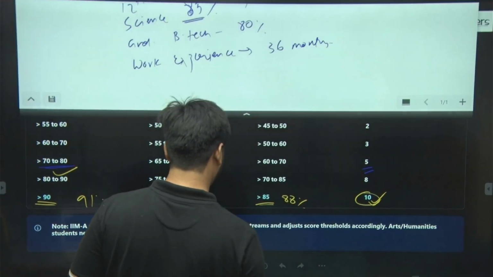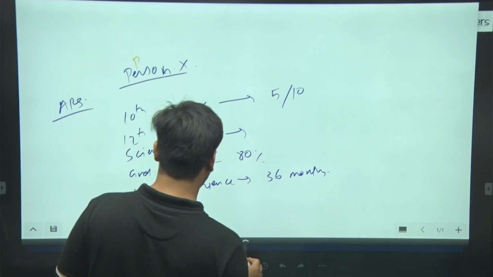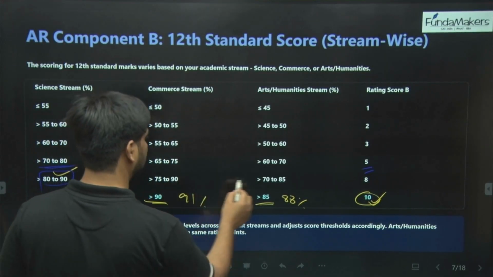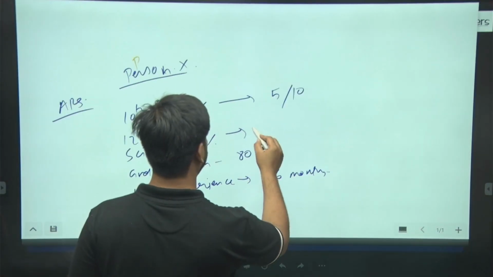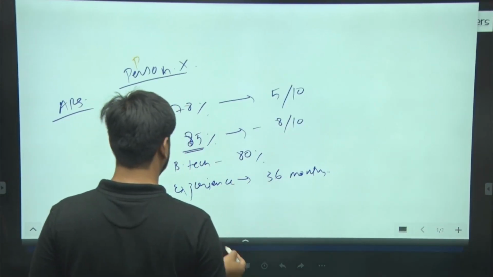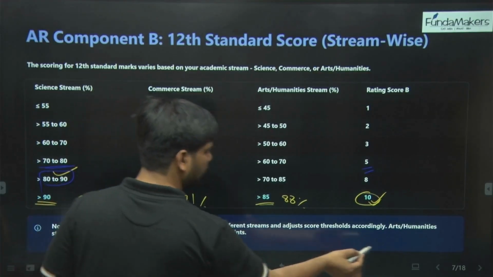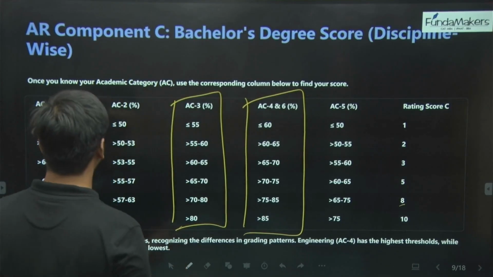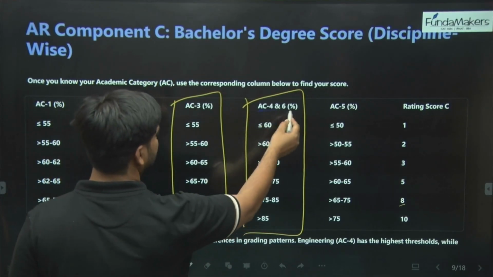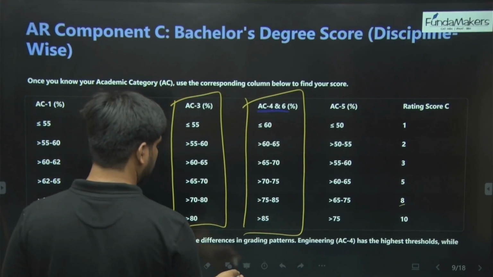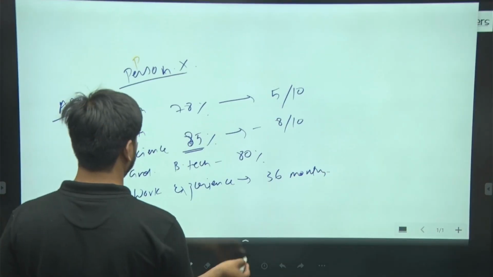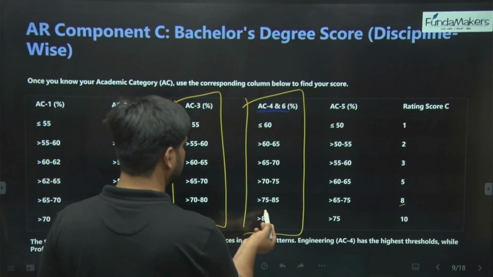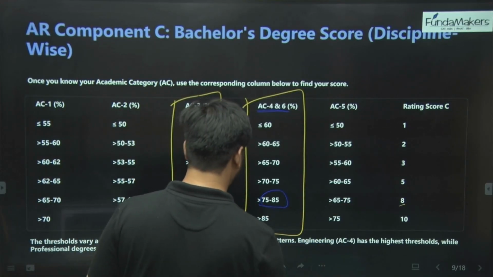So let's see, 85% marks. All right, sorry, 85 will be here. So this will give him 8 points, so this is 8 on 10. Then we'll move on to the graduation. BTech 80% marks. In graduation we have BTech, which is AC4, and in AC4 I forget what percentage, like 80% marks. All right, so 80% will fall in this range, which will give him another 8 points.